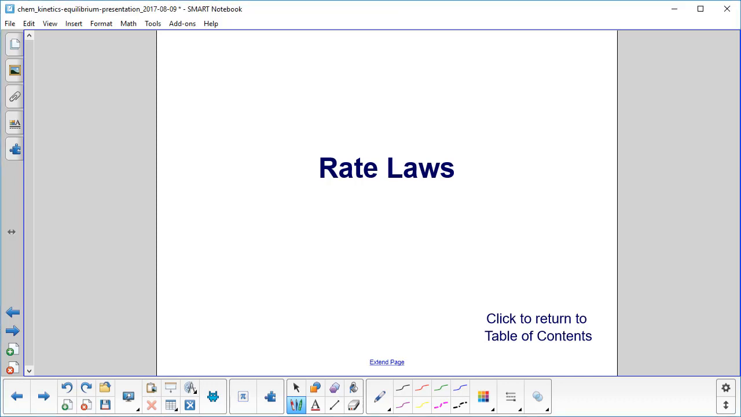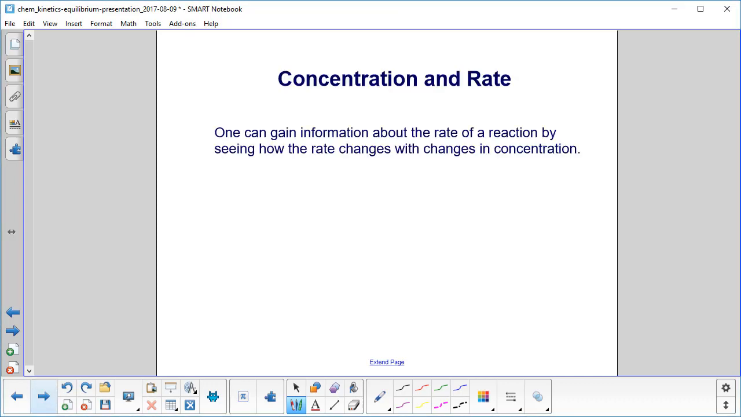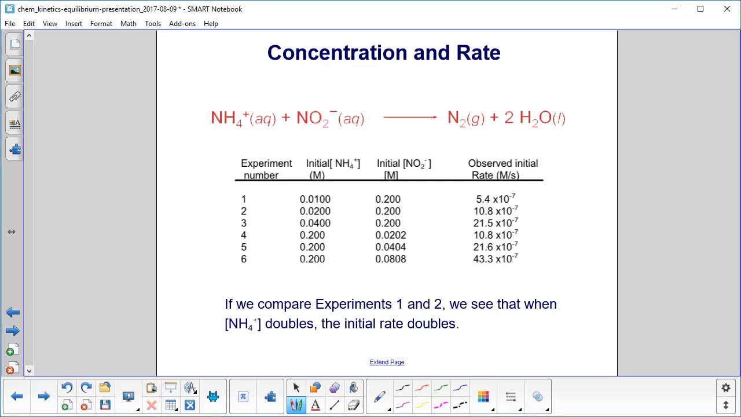Rate laws. One can gain information about the rate of a reaction by seeing how the rate changes when you change the concentration. In the reaction, ammonium plus nitrite yielding nitrogen gas and liquid water, we did 6 experiments. So let's compare the first 2.